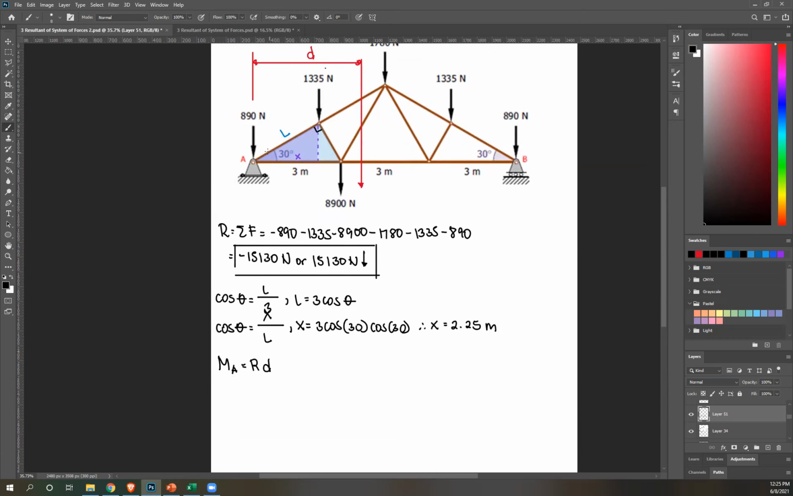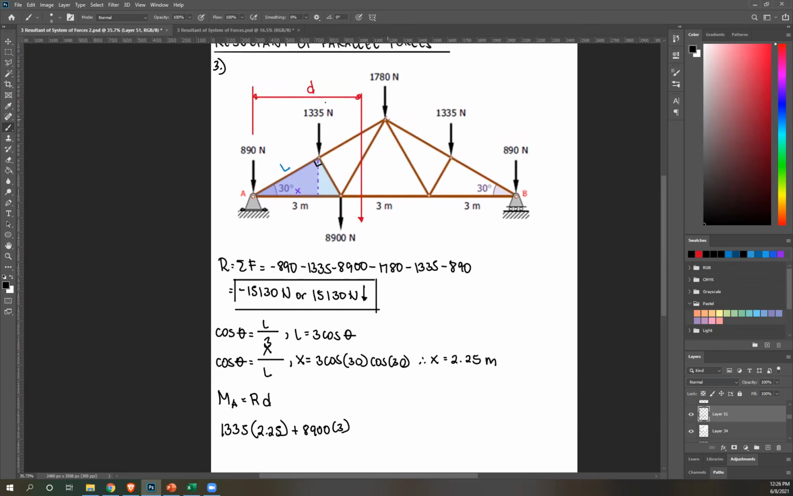So let's start with M about A. Let's start with the left force. 890 passes through A, so we ignore that. Next, 1335 rotates about A clockwise, therefore positive. For 1335, the perpendicular distance is x, which is 2.25. Next force, 8,900, rotates about A clockwise, therefore positive. Perpendicular distance is 3, so plus 8,900 times 3. Next, this one rotates about A clockwise, therefore positive: 1780.